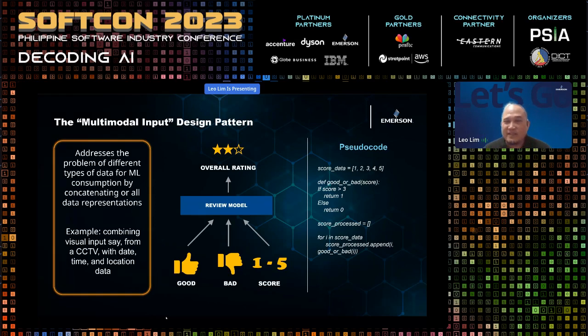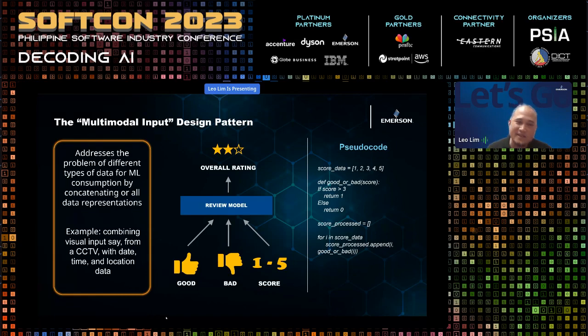What makes it more complete is if it can ingest data around date and time as well, so that it can relate whatever it sees in the video with the date, time, and location data. So that you have a machine learning model that contextualizes the images that it sees with date, time, and location. So the multimodal input is a design pattern that addresses these types of situations. And it does so by concatenating or really generalizing the results. Because, of course, CCTV data is very different from date, time, and location data.